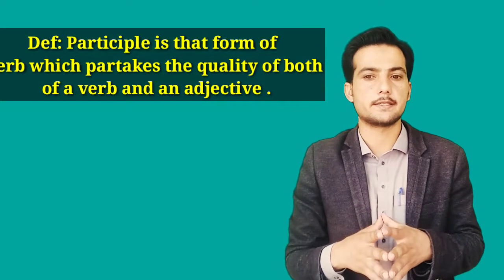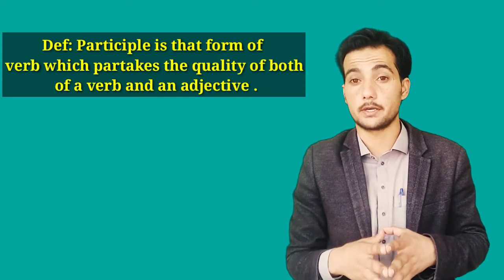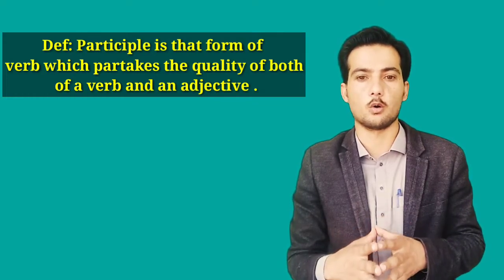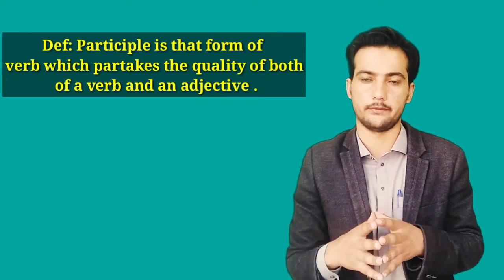Well, let's start. But first we need to understand participle. But how can we understand participle? So we need to define it. Usually when we explain something, we first define it. So let's start and define it, and after that we will apply it in sentences. Okay, participle is that form of verb which partakes the quality of both a verb and an adjective.